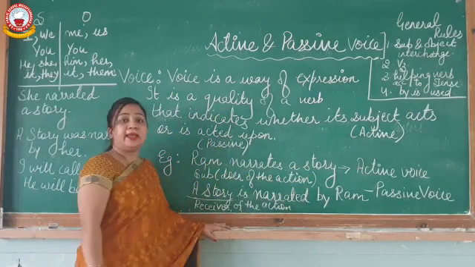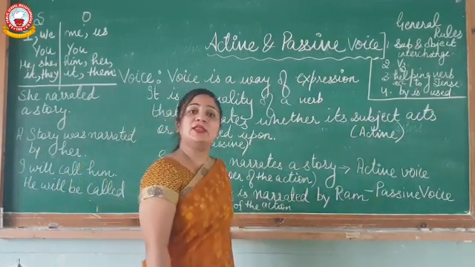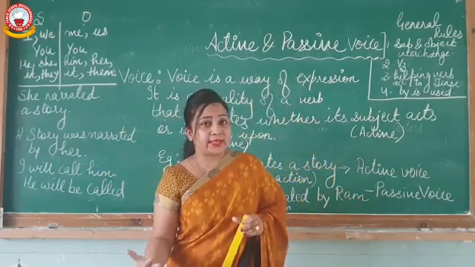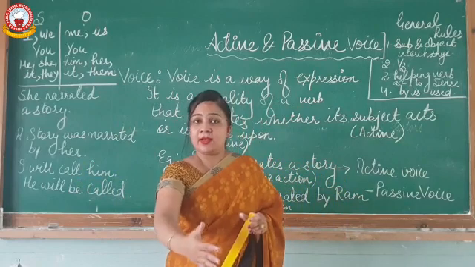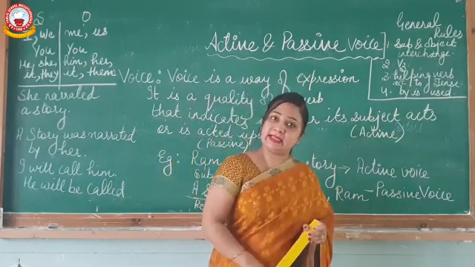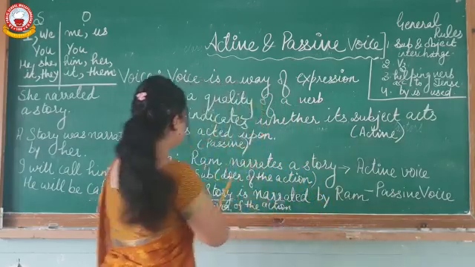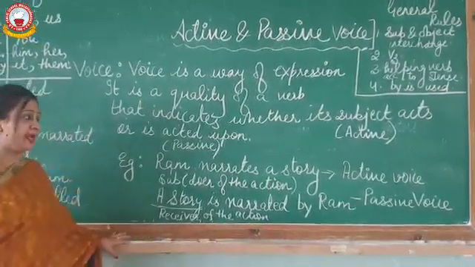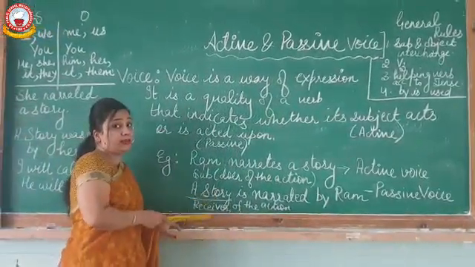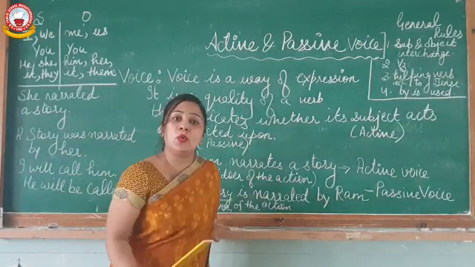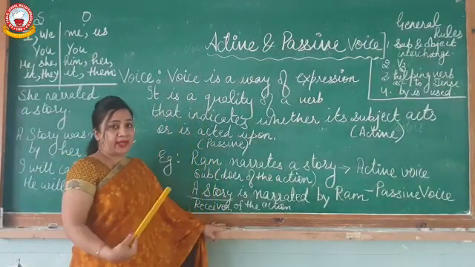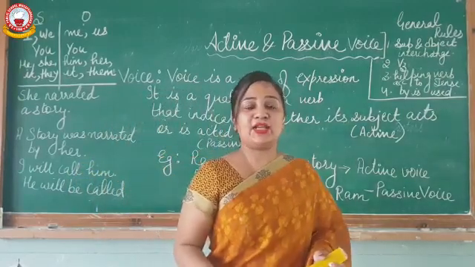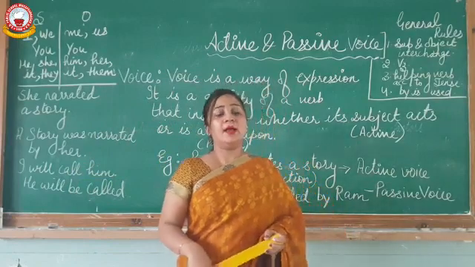So a sentence in which the doer of the action is on the position of subject and in which the doer of the action is more important than the action itself and the receiver, such a sentence is said to be in active voice. Now let's have a look at the second sentence. A story is narrated by Ram. Now students, in this sentence, a story is more important. The action of narrating a story is more important. So a sentence in which the action being done is more important than who is doing the action, such a sentence is said to be in passive voice.